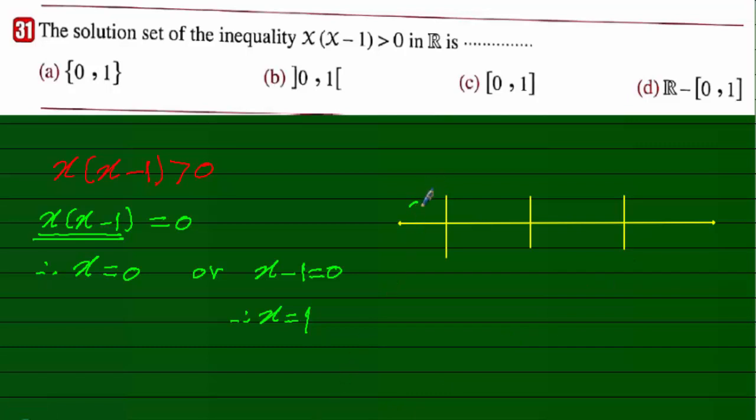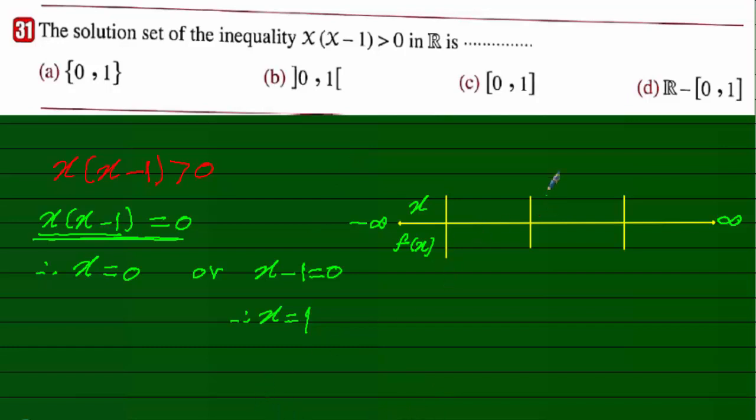We have x and f of x. We will study the signs of these three intervals. Here we have from negative infinity to infinity. It is the domain of this inequality. It is the domain of this equation here. The domain equals R, right?